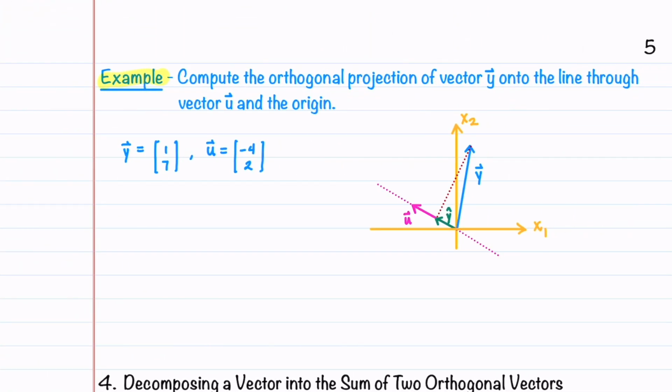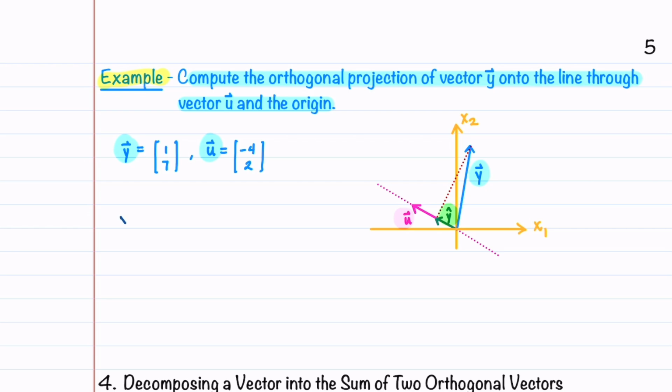Let's walk through an example where we're going to compute the orthogonal projection of a vector y onto a line through the vector u and the origin. We're given vector y and we're given vector u. I've drawn these vectors over here on the right so that we can visualize the projection of vector y onto vector u. That projection we're going to call y hat.